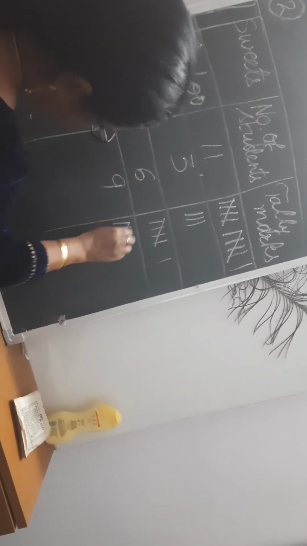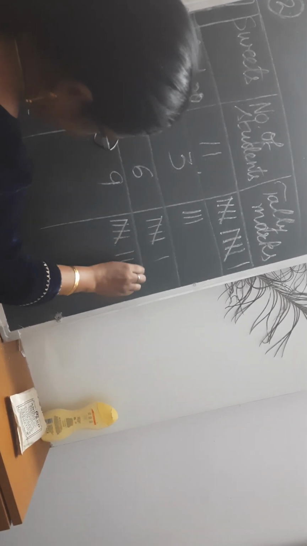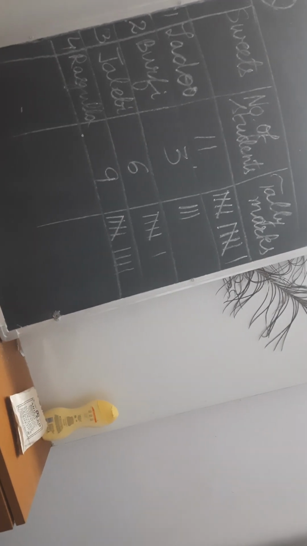So now we will depict 9 in tally marks. How to write in tally marks? 1, 2, 3, 4, 5, 6, 7, 8, 9. So we have also written rasgulla over there. Now, any other one?